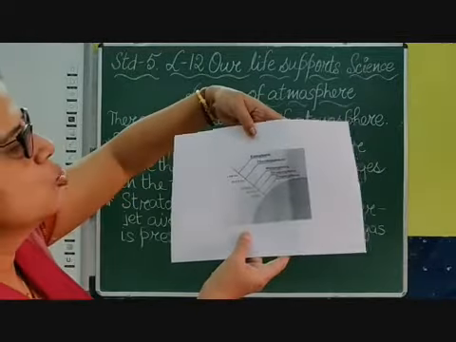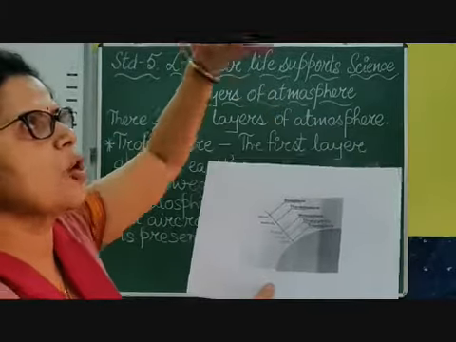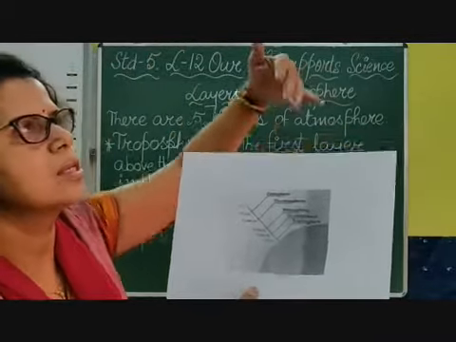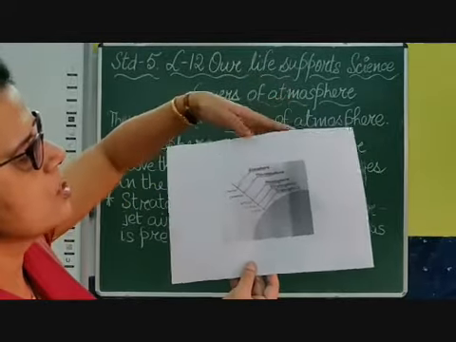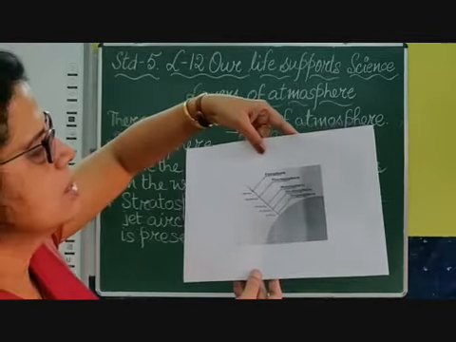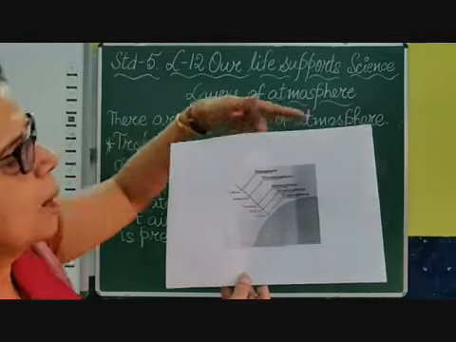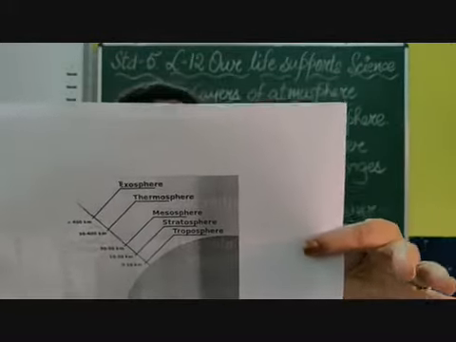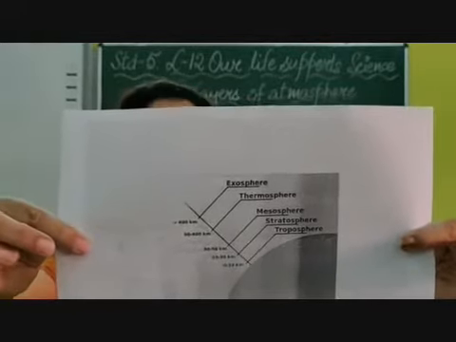As you can see, troposphere is from 0 to 10 kilometers. We are talking about as we go up, not in length, it is upwards. 10 to 30 kilometers upwards is stratosphere. The area of mesosphere may be 30 to 50 kilometers. Thermosphere is from 50 to 400 kilometers and exosphere is above 400 kilometers. So this is the height of the different layers of atmosphere.